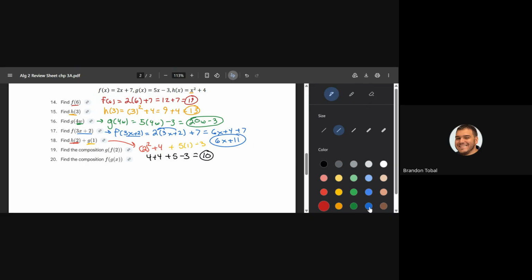Number 19. Let's use green. Number 19, we're going to do this composition. So it's g of f of 2. So the first thing I'm going to do is the inside, which is not just the 2, it's the f of 2. So f of 2 is I'm going to take and plug in 2 into the f. So 2 times 2 plus 7. That's going to be 4 plus 7, or 11.